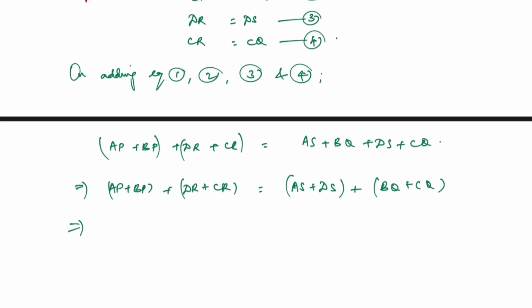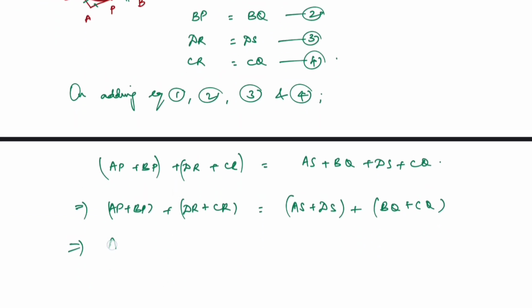Now writing them, AP plus BP is AB, plus DR plus CR is CD, is equal to AS plus DS is AD, and BQ plus CQ is BC. This is the requirement we have to prove. We have received the answer.